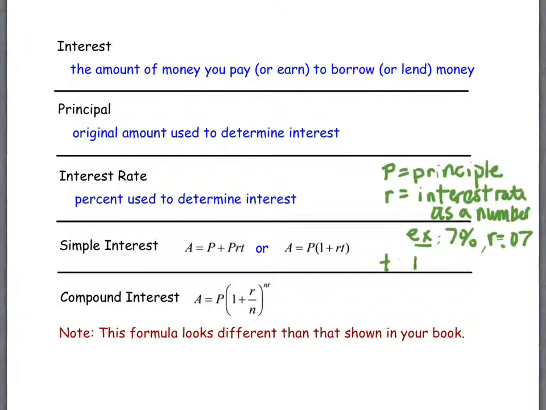T is the time, and it's important to remember that the time in these problems is always calculated in years. So if they give you something where the time is not in years, the first thing you have to do is figure out how many years that means. If they talk about something being 36 months, that would be T equals 3 for 3 years. So don't let that catch you off guard. All of those are letters in both formulas. The last letter is only in the second formula. That's N. N is the number of compoundings per year.